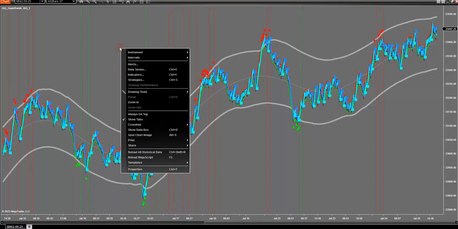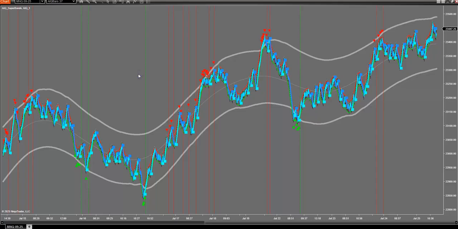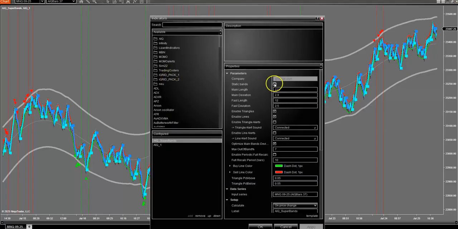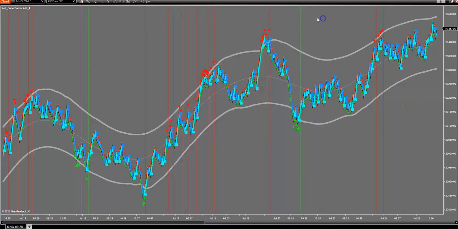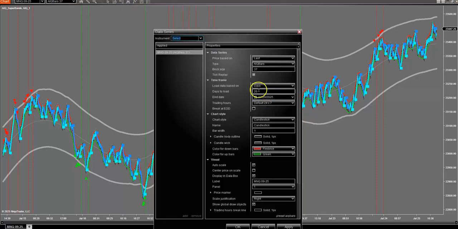Now, if you remember, I did go in and I did uncheck static bands. So now I'm in normal mode, and I did say optimize. So what I suggest then is when the markets are actually trading and there's live tick by tick data being fed into your charts, go into your data series, set the days to load.